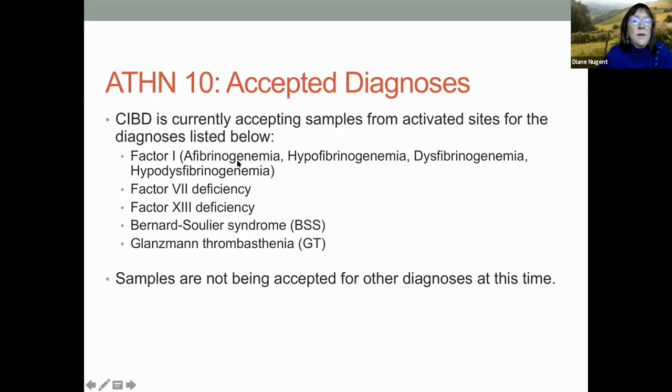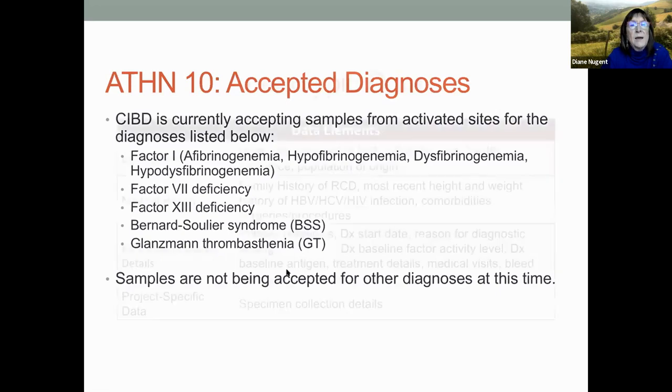So they've asked us to focus on fibrinogen deficiencies, factor VII, factor 13, Bernard-Soulier, and Glanzmann. And so if you have any of these, for sure get to your HTC, let them know that you want to get sequenced, and they will be done. If you have one of the other more rare disorders, it's okay to be drawn and have that sent to us. It's just that, as I said, there'll be a little bit more delay in getting the result back.